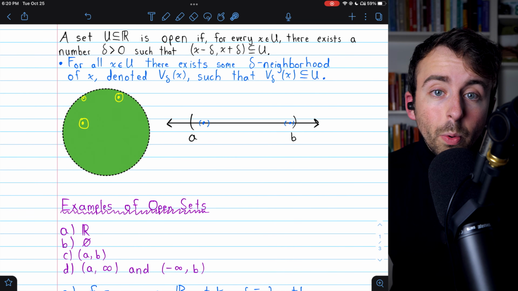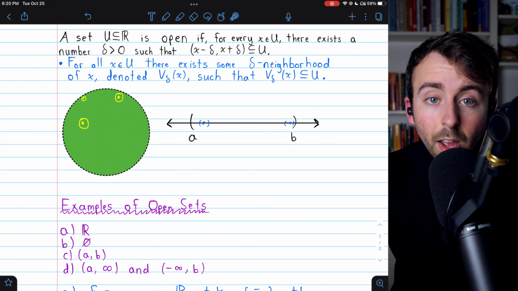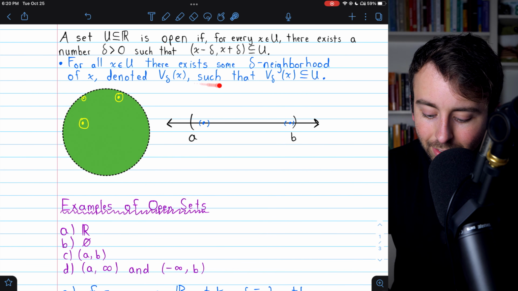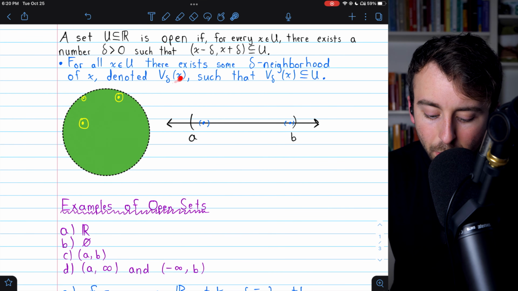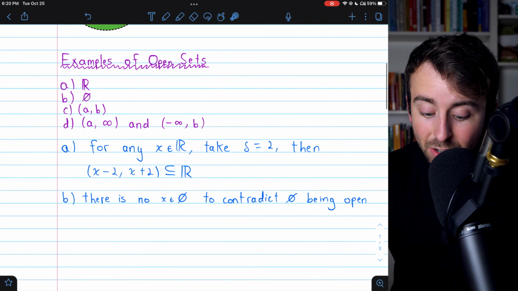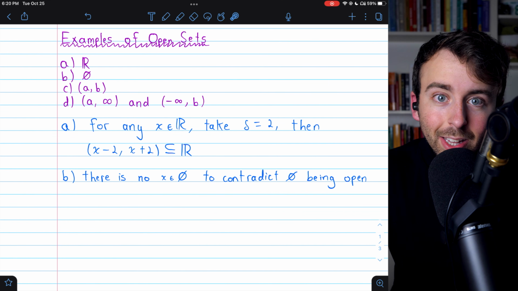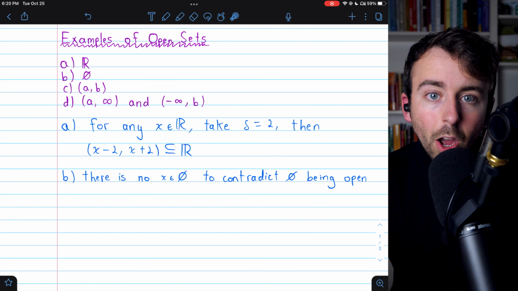So if a set was going to not be open, you'd need to be able to give me some element of the set that fails this, some element of the set so that I can't give you this delta neighborhood that's contained in the set. Now, you can't do that with the empty set because it has no elements, so there's nothing there to contradict the empty set being open.